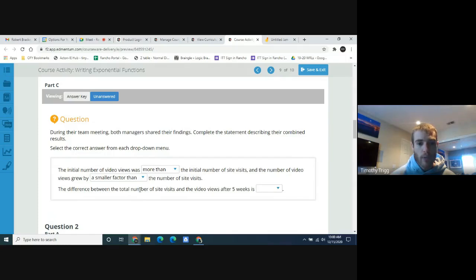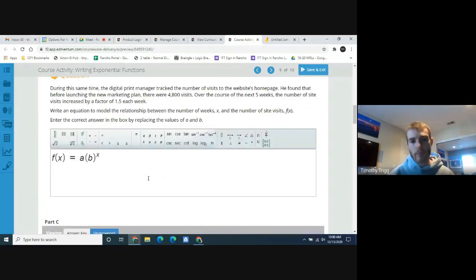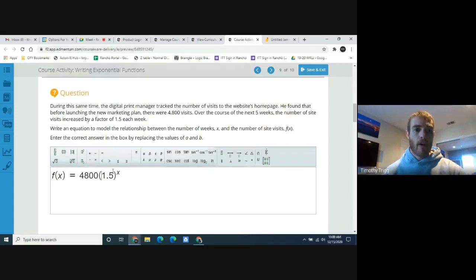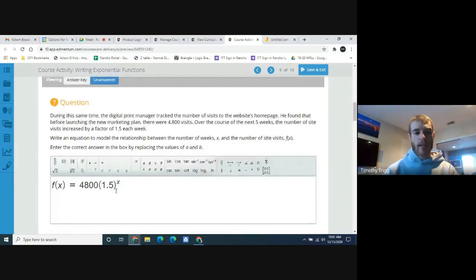The difference between the total number of site visits and the video views after 5 weeks is, well, for that, I guess we're going to have to go over what this is. Starting amount and the growth factor. Okay, so hopefully you're able to get that. But let's figure out how much they were after 5 weeks. So after 5 weeks, we already know this one was 15,625. Let's figure out what this one is after 5 weeks.